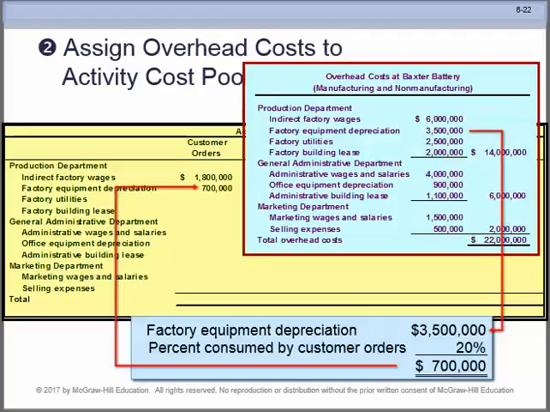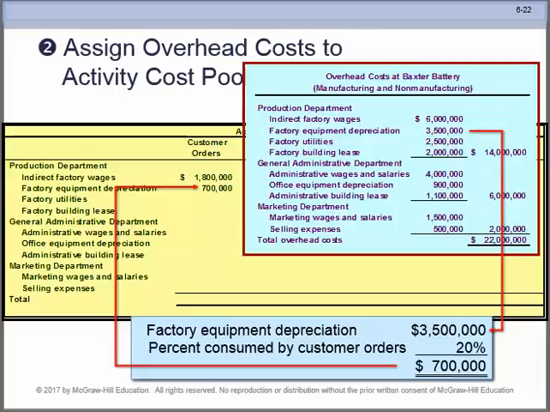As another example, let's look at the equipment depreciation from the blue sheet. We have $3.5 million of depreciation. We determined that the depreciation should be assigned to the customer order activity, since that would be what uses machines. A couple slides back, we decided that the percent consumed by customer orders was 20%. 20% of 3.5 million is 700,000, and so that's what would be allocated to the production department.